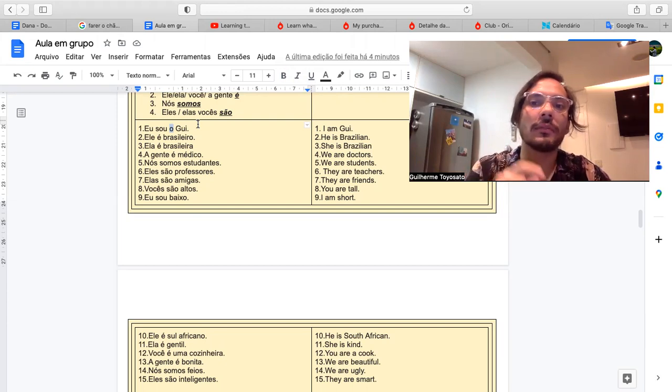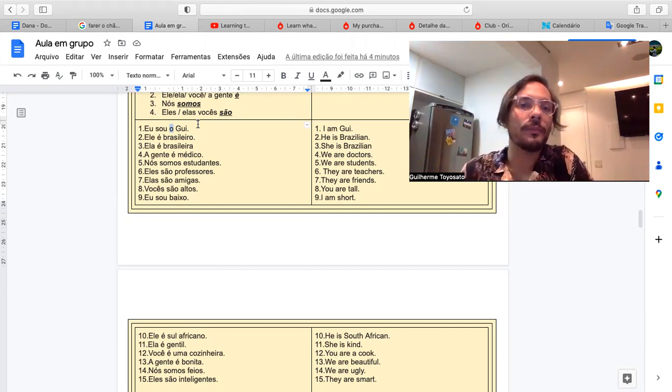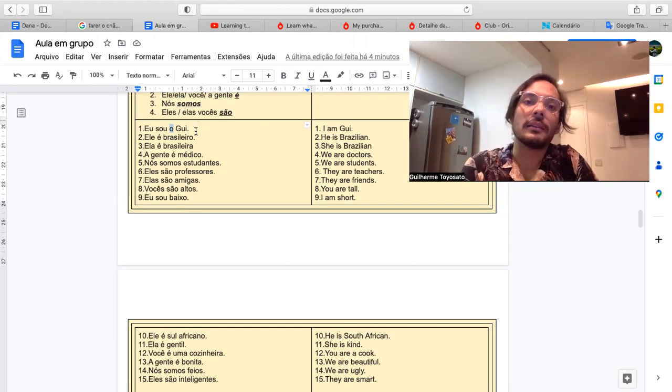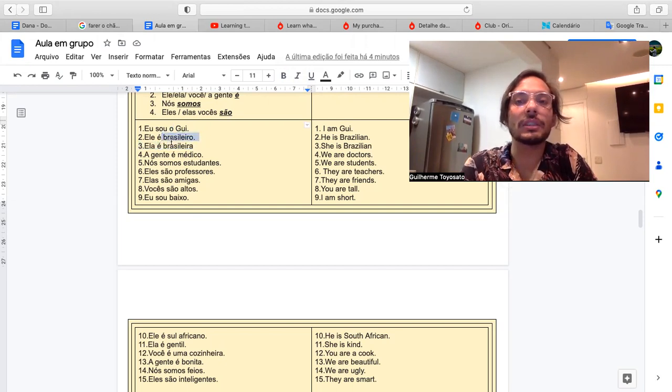Brasileiro. This is a very difficult word. Ele é brasileiro. Ela é brasileira. Pay attention here. Brasileiro, it's an adjective, né? Here, it says when we talk about he, this is gonna be a masculine adjective, and this will be a feminine adjective.